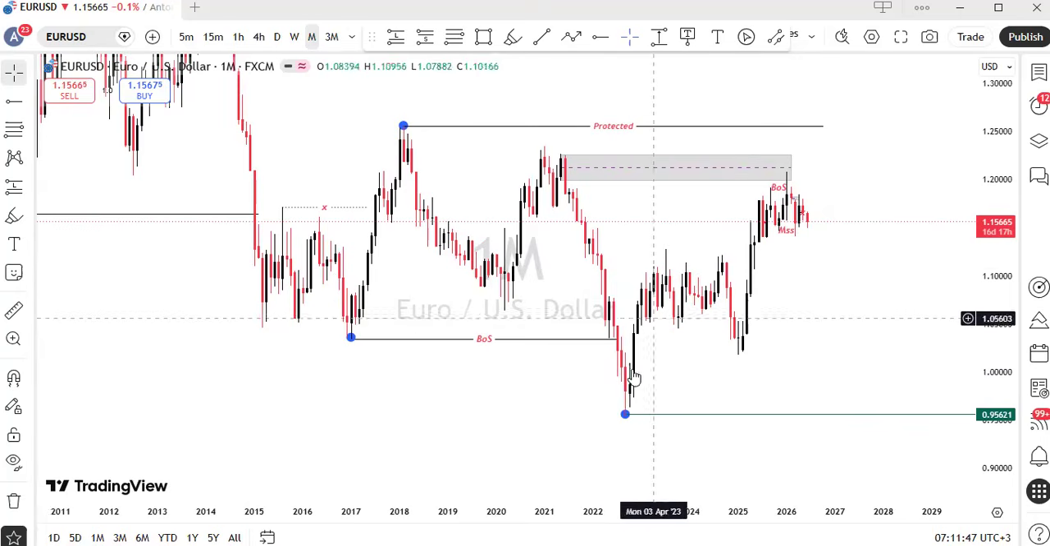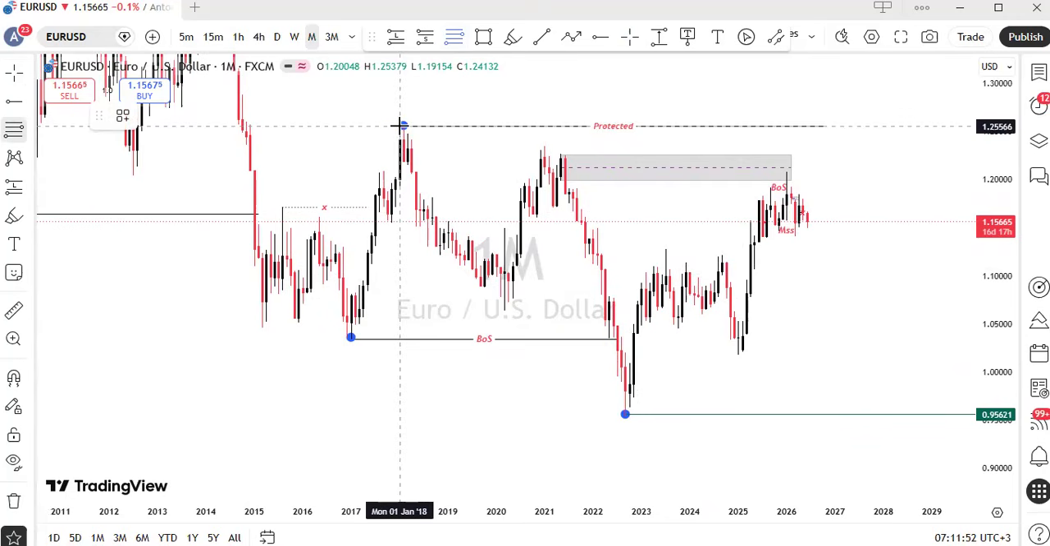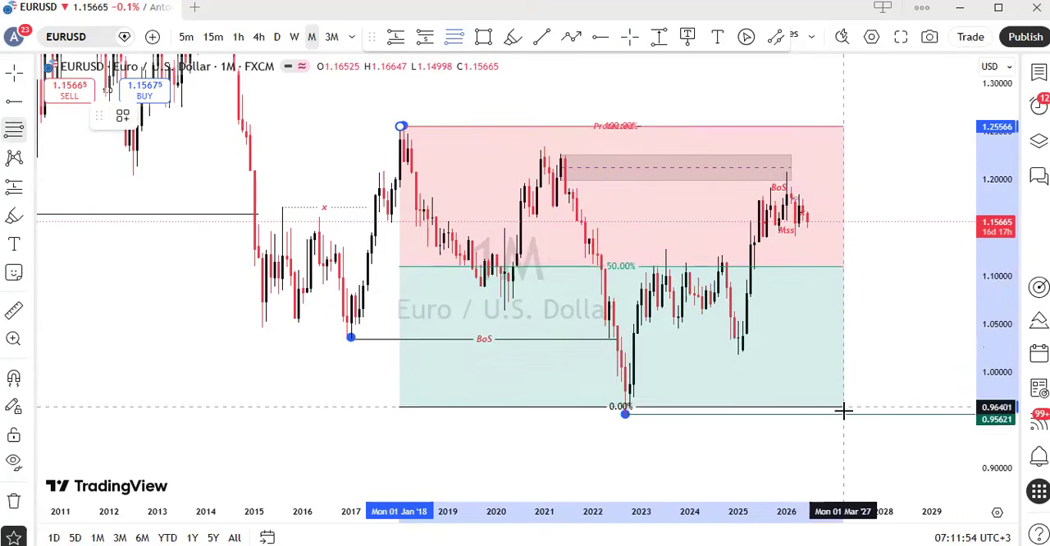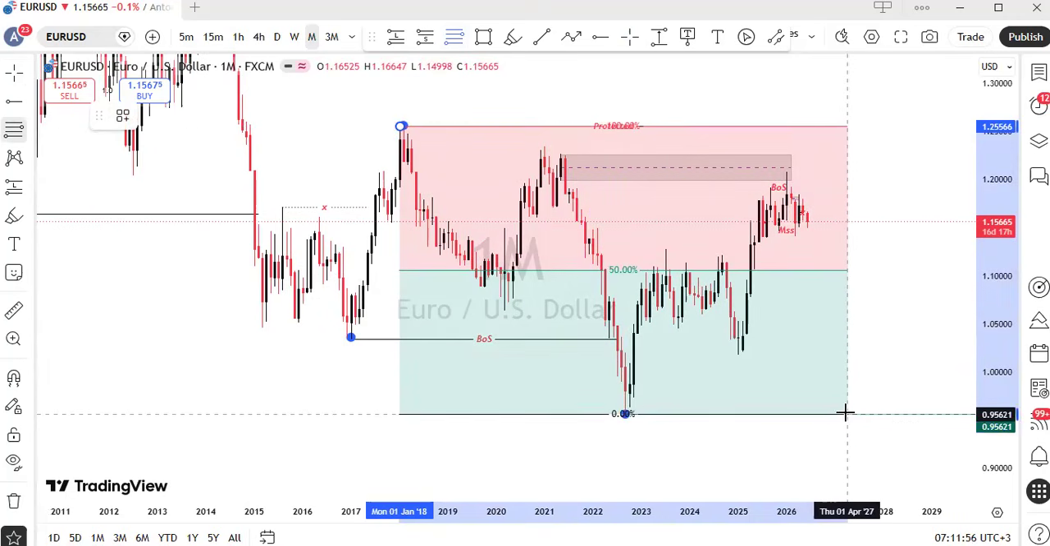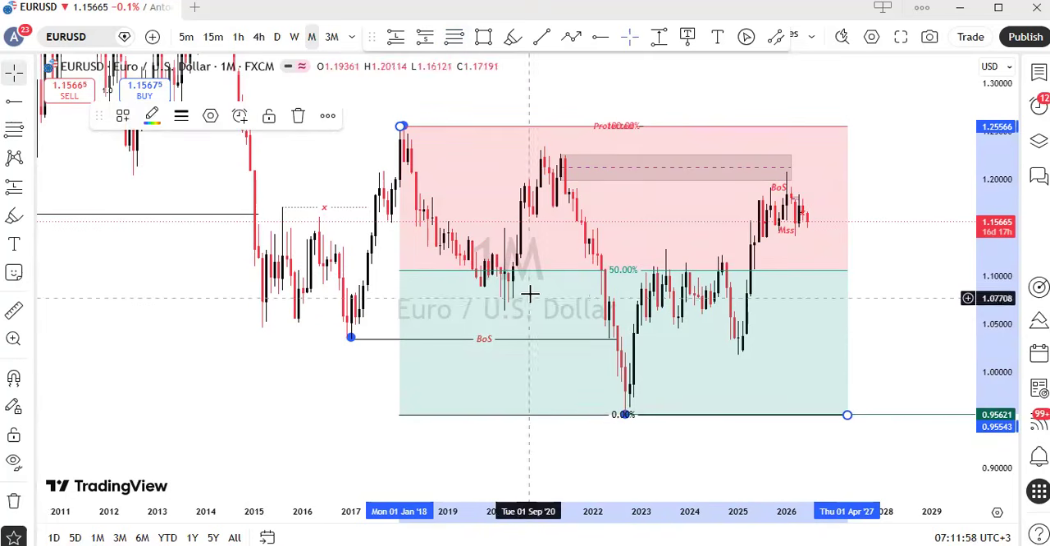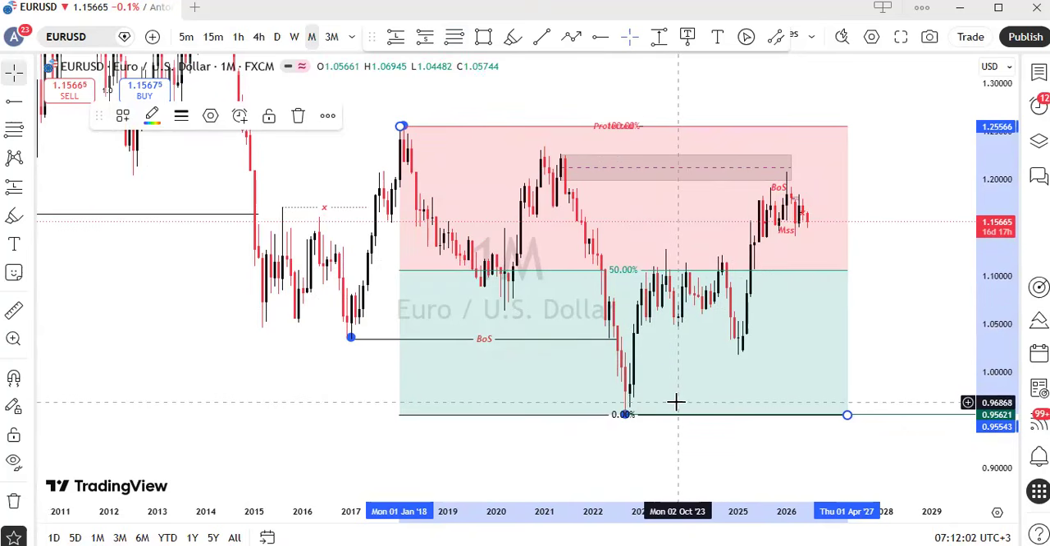Where do we expect this pullback to come to? We know the drill. We normally place our Fibonacci from the swing high all the way to the swing low. The idea of doing this is for us to identify where is the premium and where is the discount. As usual, the premium is always above the 50%, the discount is always below the 50%.